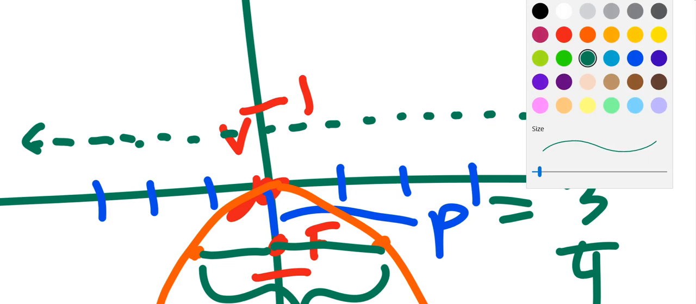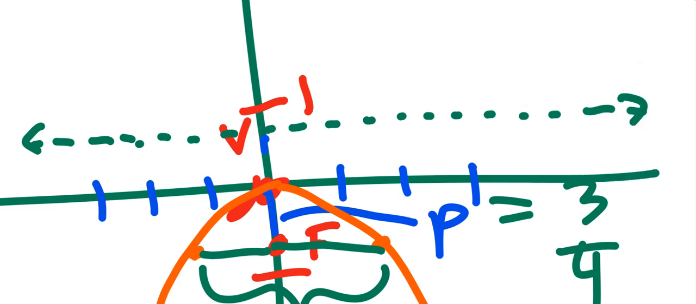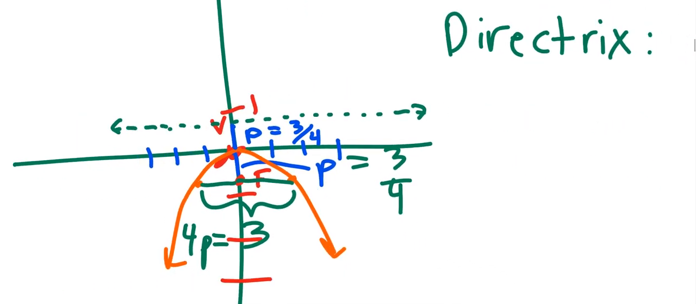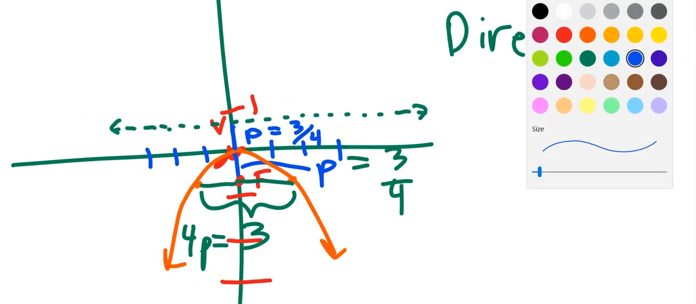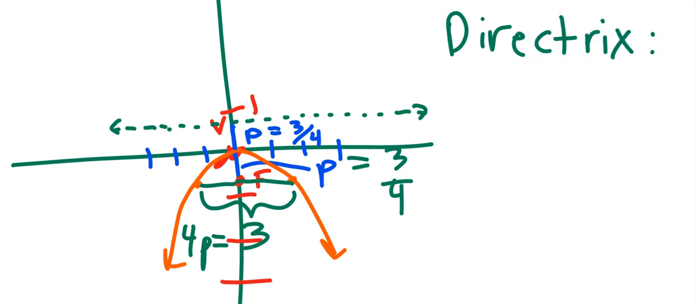Now, how did I know how far to move up? Ah, that is P, which we know is 3/4 in this particular case. So now you can answer my question. What is the directrix? Y equals 3/4. Yes, it's a horizontal line, and yes, if you write x equals 3/4, you get it wrong, because x equals 3/4 is a vertical line.